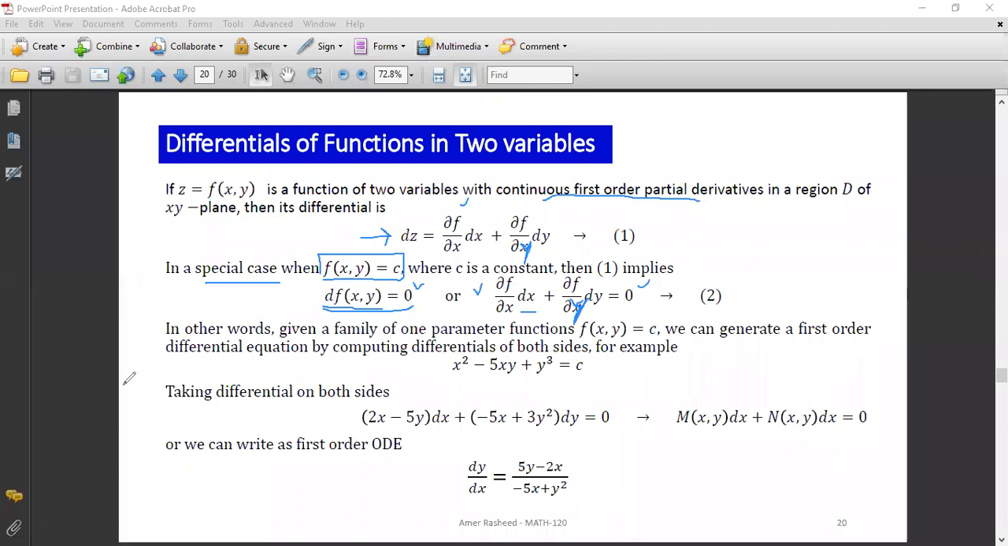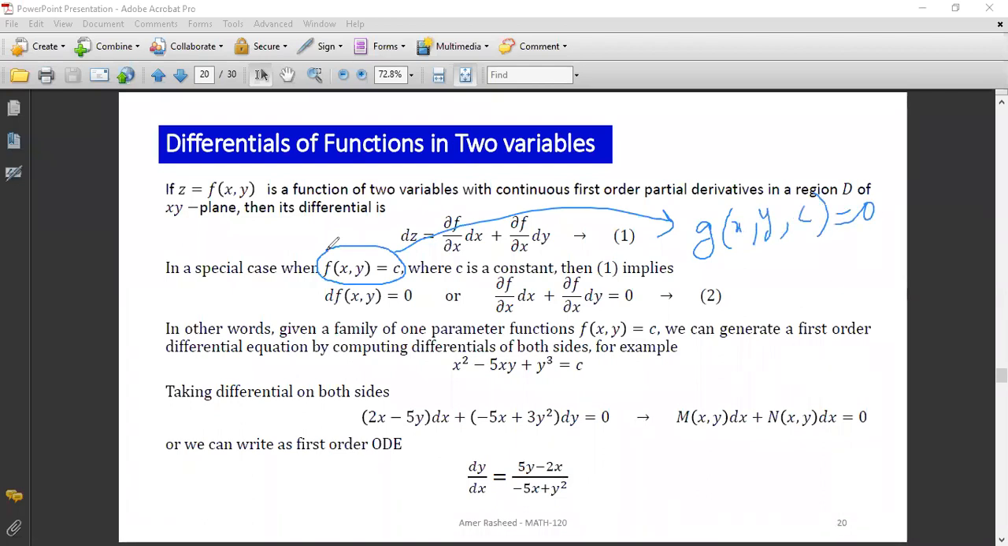Now, in other words, you can see that f(x,y) is equal to c. This we can write as a one parameter family of solutions in this way. When we discussed the family of solutions, we discussed that this is how we can write a one parameter family of solutions, or you can write g(x,y,c) is equal to 0. Either way, it is a one parameter family of solutions, where c is only one parameter.